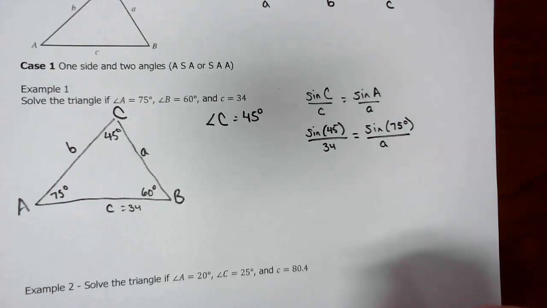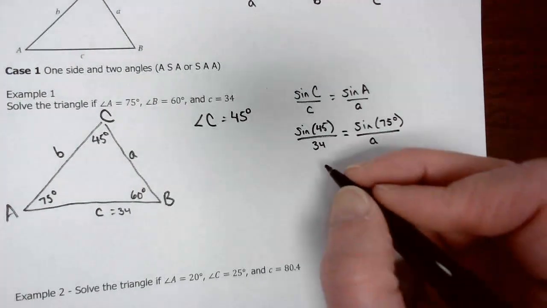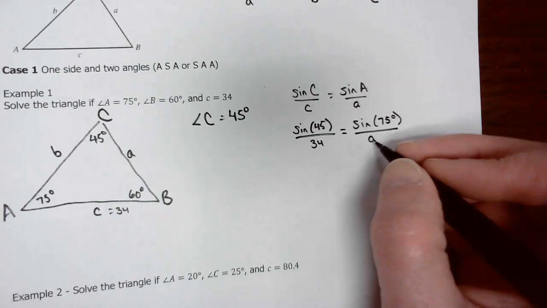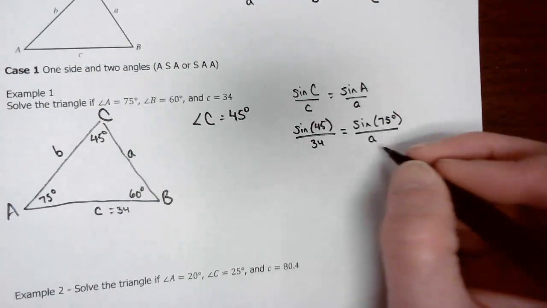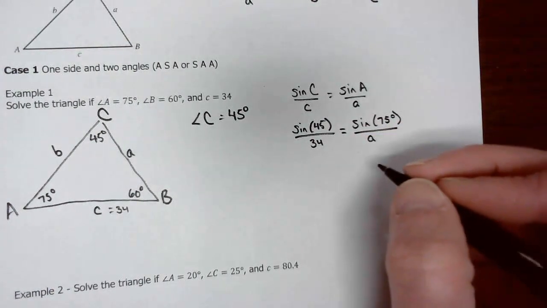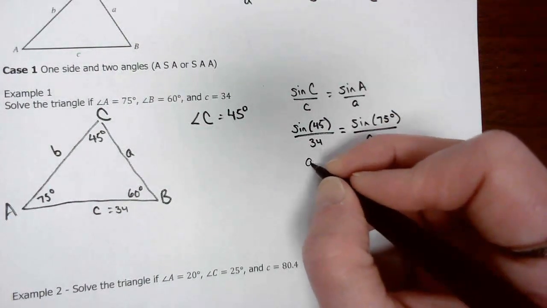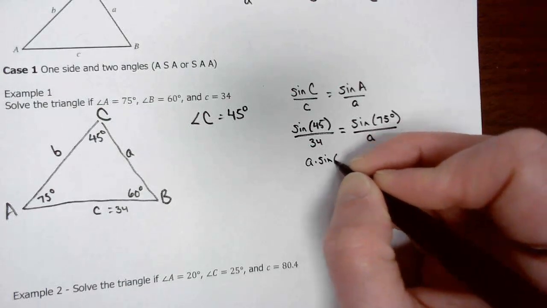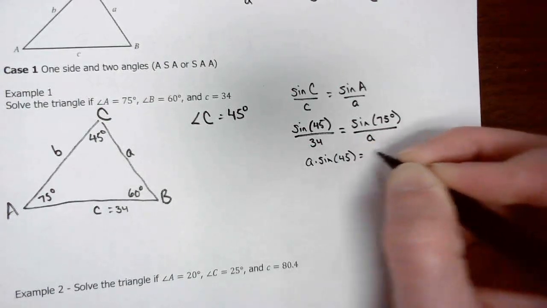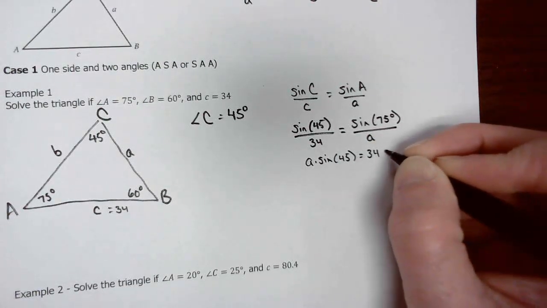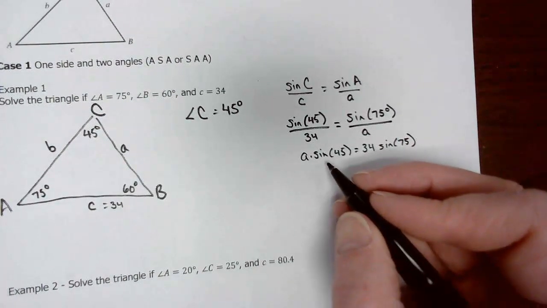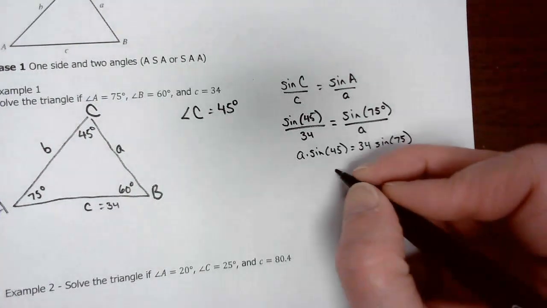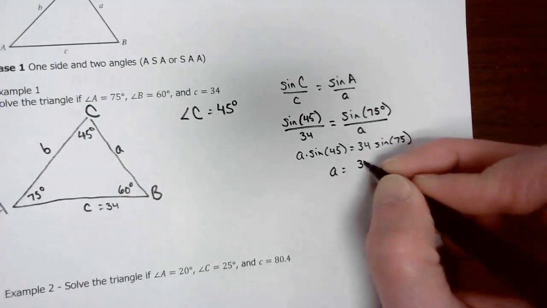Now to solve this, all we have to do is some cross multiplying. So I'm going to multiply both sides by a and then both sides by 34. So I'm basically cross multiplying. So a times the sine of 45 equals 34 times the sine of 75. And then I would just need to divide by that sine to get a by itself.